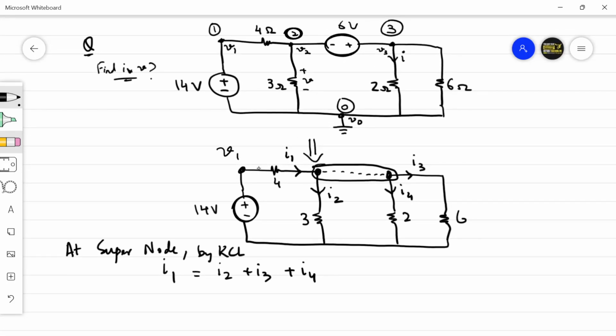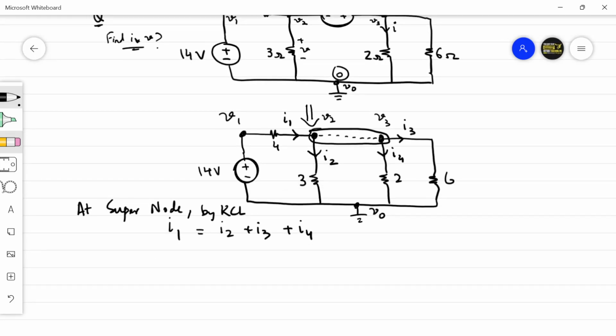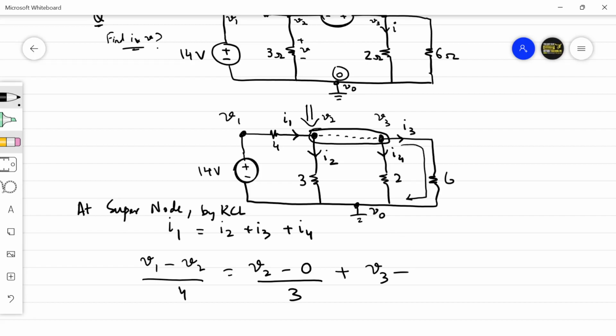Let this voltage be V1. This voltage at this point be V2. Voltage at this point be V3. और ये आपकी voltage होगी यहाँ से V0. Fine. So I1 is the current that is flowing from a potential of V1 to a potential of V2 through a resistance of 4 ohms. I2 is a current flowing from a potential of V2 to a potential of 0 volts through a resistance of 3 ohms. I3 is the current flowing from a potential of V3, यहाँ से जो ये करंट जा रही है ये रेफरेंस नोड में जा रही है, that's to 0 volts through a resistance of 6 ohms. I4 is the current coming from a potential of V3 to 0 volts through a resistance of 2 ohms.